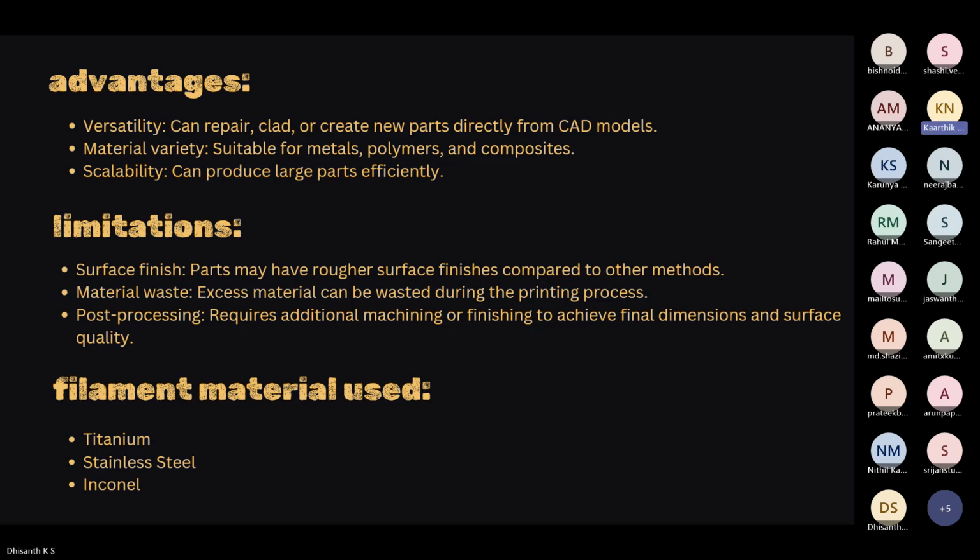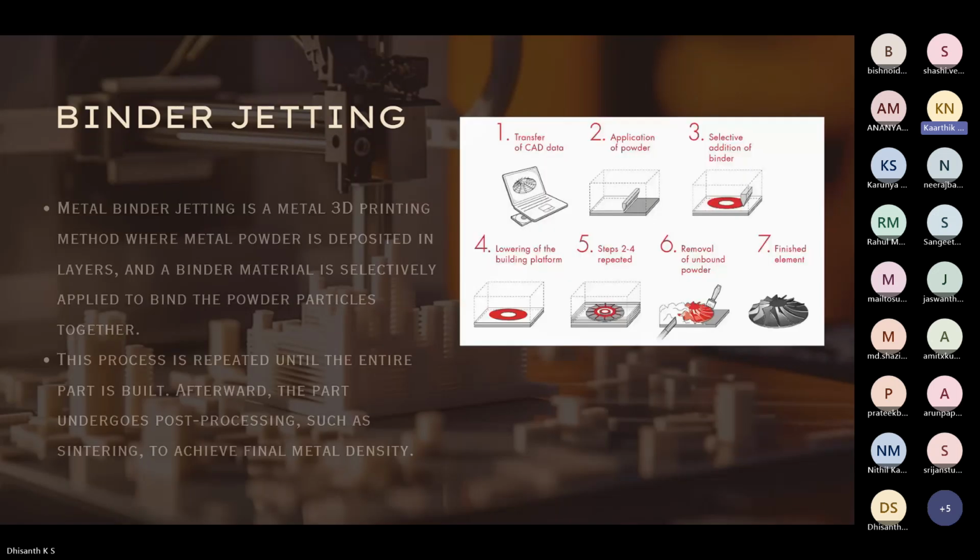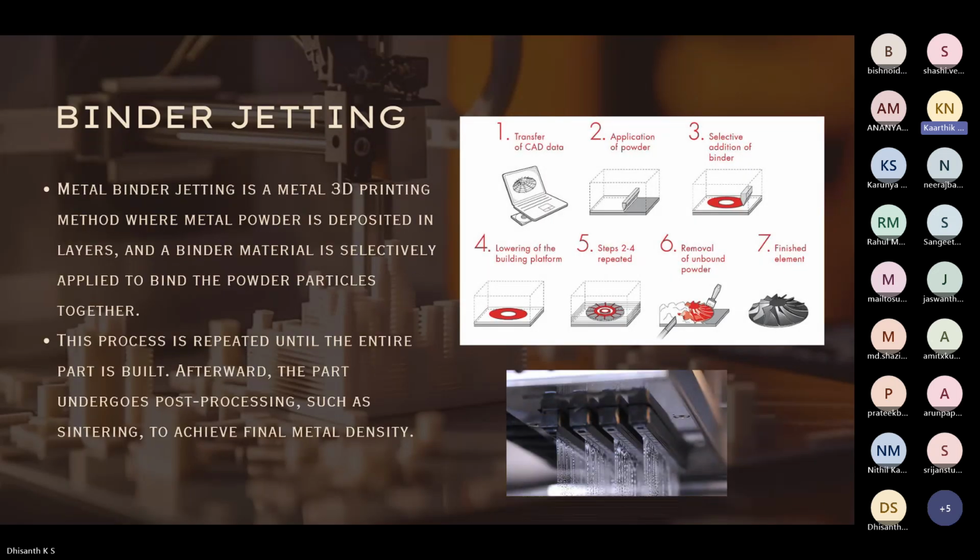Material waste. Excess material can be wasted during the printing process. And post-processing requires an additional machine for finishing to achieve final dimensions and surface quality. Okay. Filament materials used are titanium, stainless steel, and Inconel. Inconel, as I said before, is a super alloy of nickel and chrome.